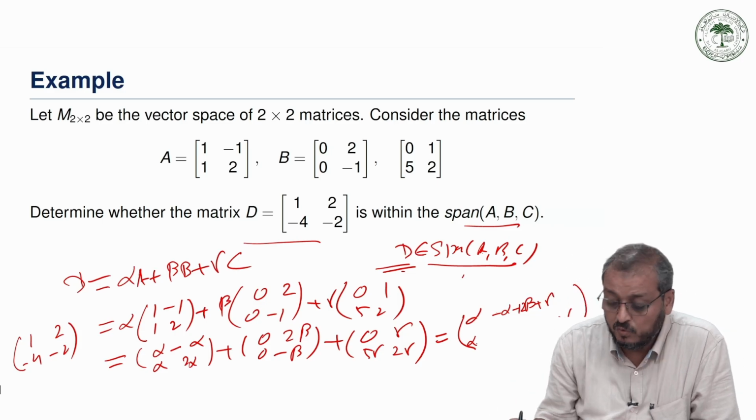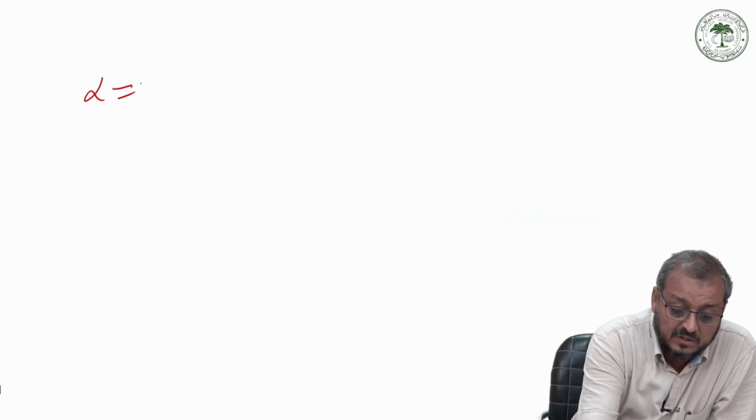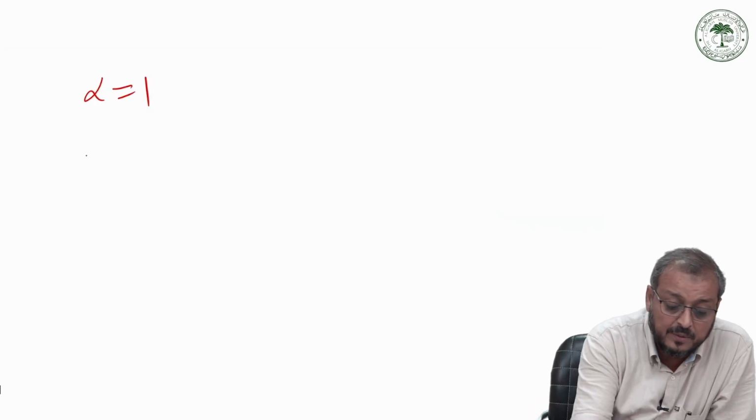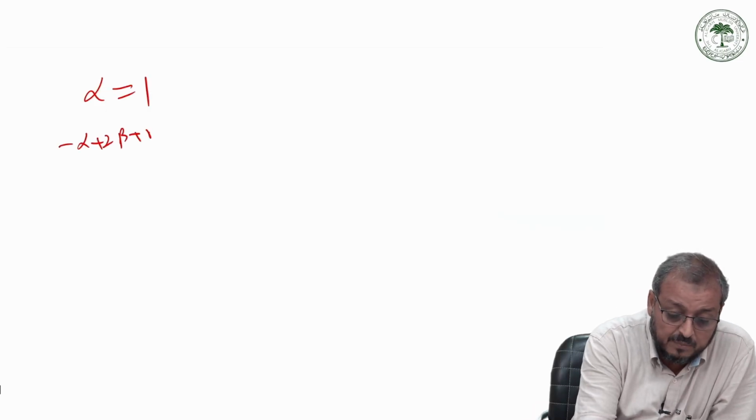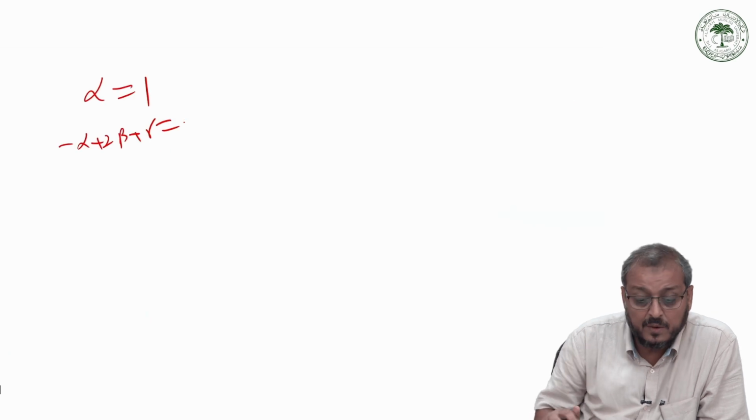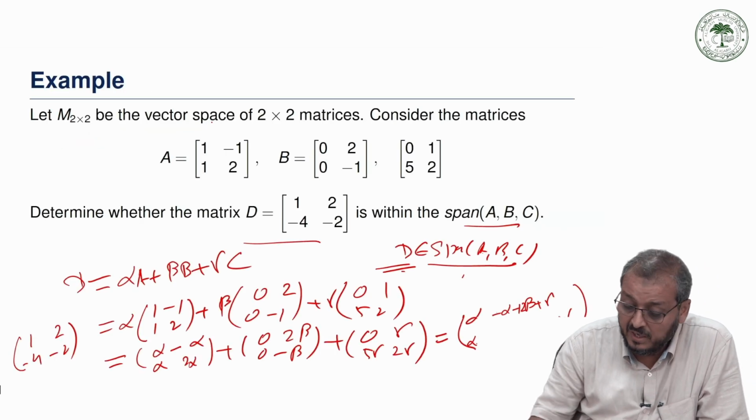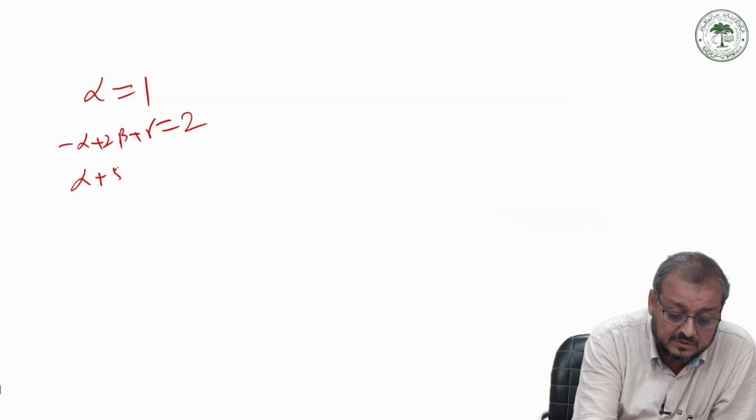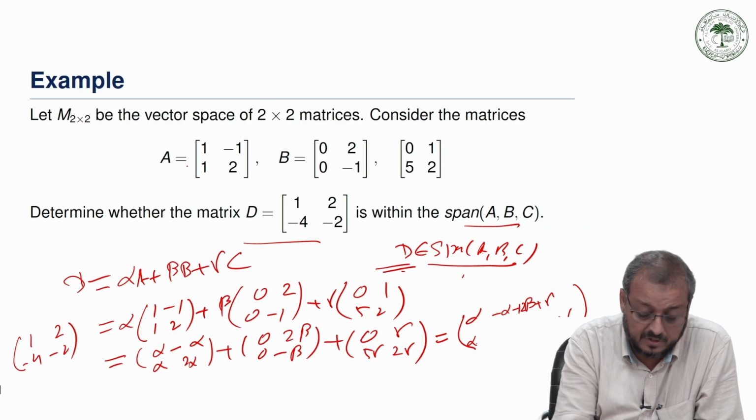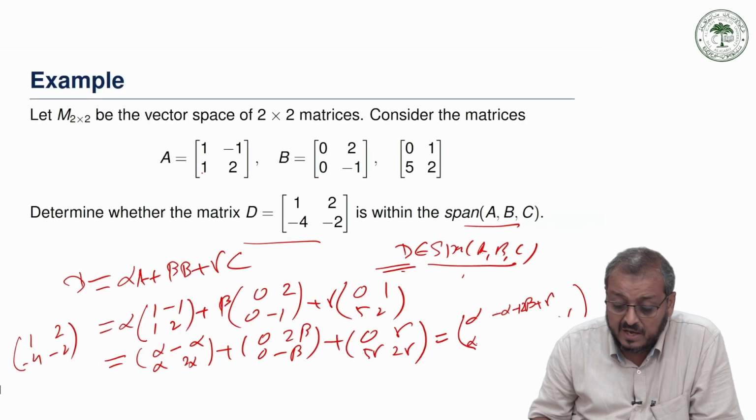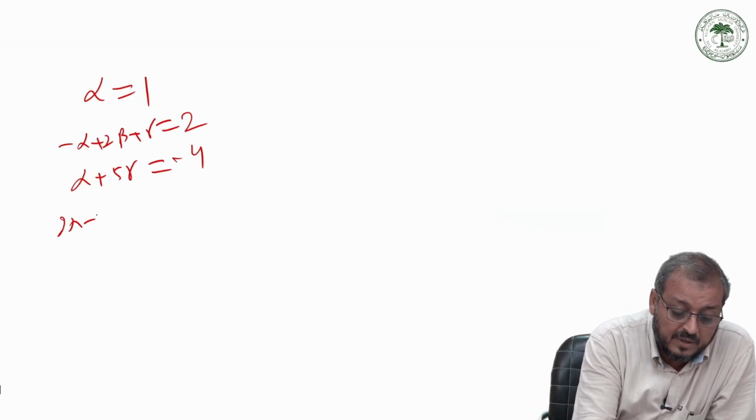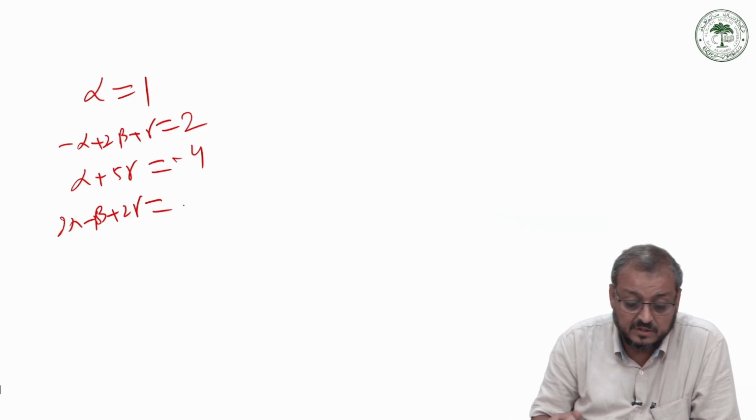Here we clearly see that alpha is equal to 1. Then minus alpha plus 2 beta plus gamma is equal to 2. Then alpha plus 5 gamma is equal to minus 4. Then 2 alpha minus beta plus 2 gamma is equal to minus 2.